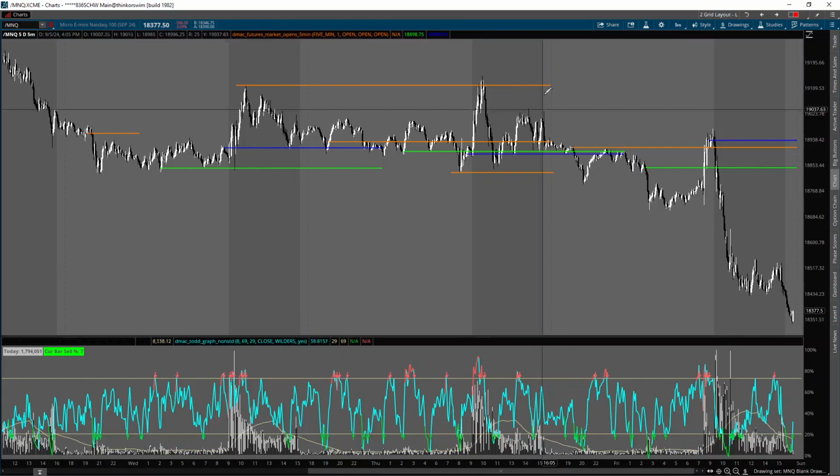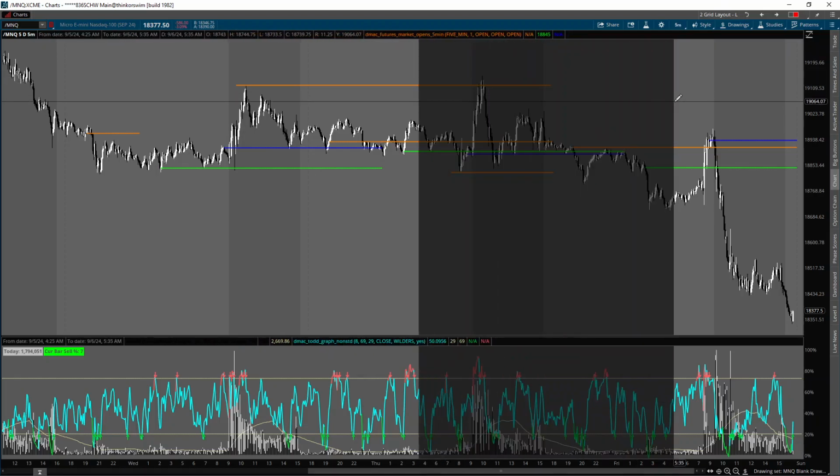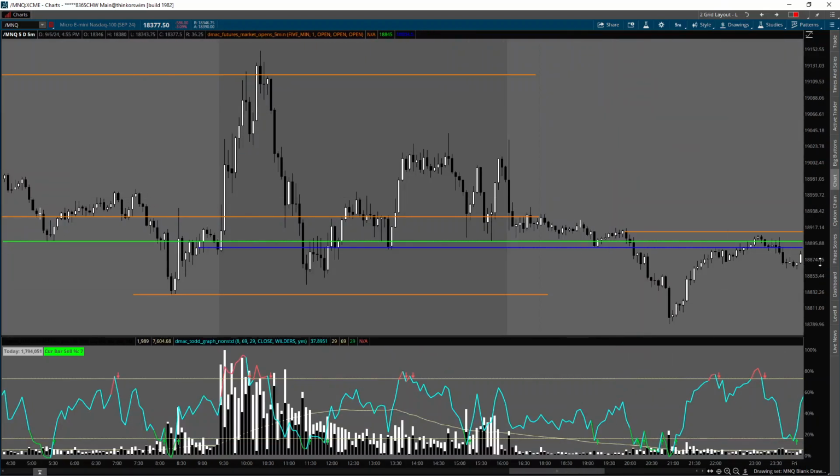So right away I have targets. I have targets for entries and I have targets for exits. Now my job has been way simplified. Let's just make this a bit bigger. My job has been way simplified.